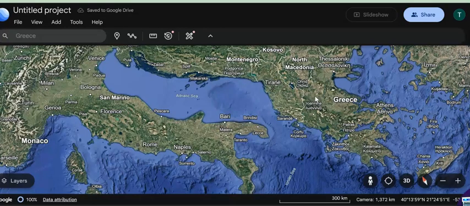Without this little piece of land here, the Peloponnesus would be an island. It would be completely surrounded by water. But because of this Corinthian Isthmus, this is actually part of Greece, and it's all connected. Okay? So that's super important for us to know.